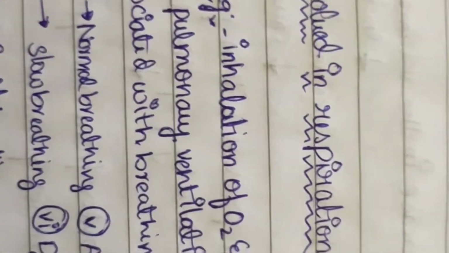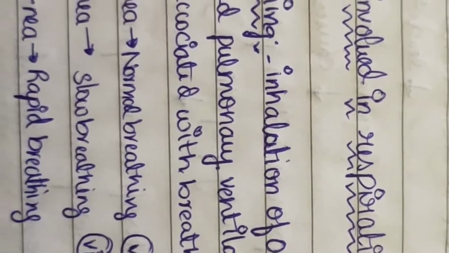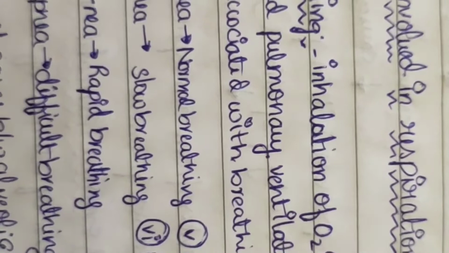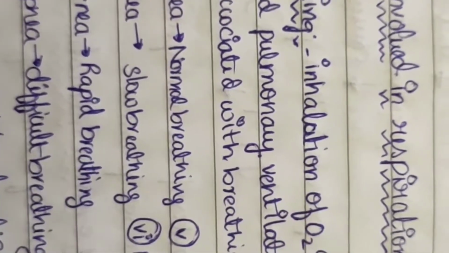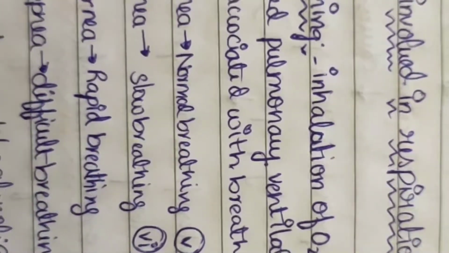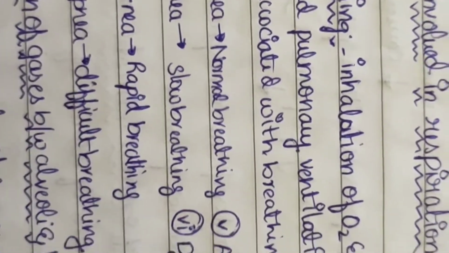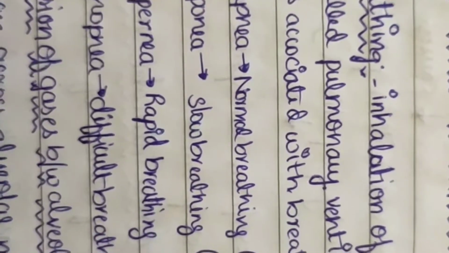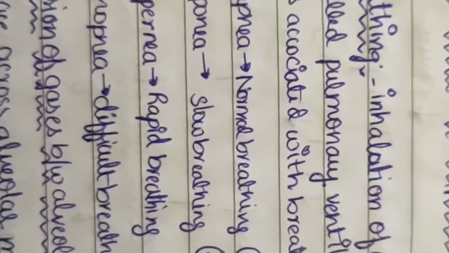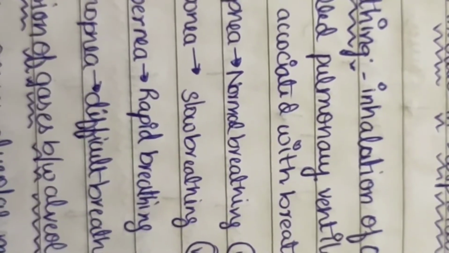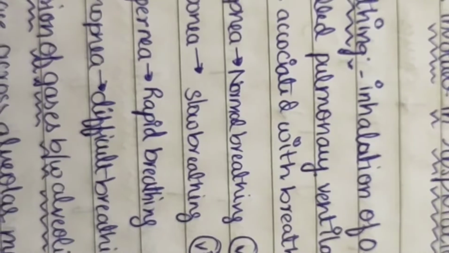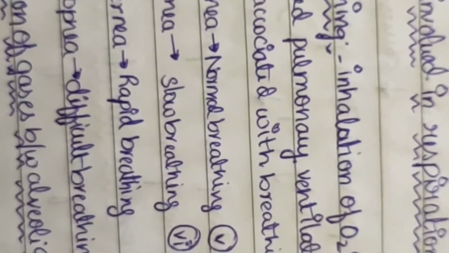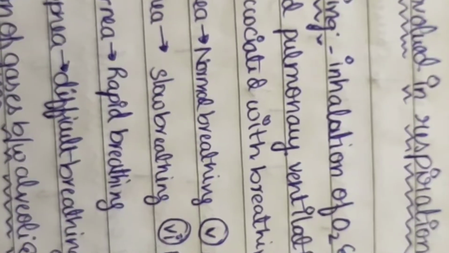Now let us know about the steps involved in respiration. First is breathing. Inhalation of O2 and exhalation of CO2 is called breathing, also called pulmonary ventilation. Terms associated with breathing: first is eupnea, which is normal breathing. Then hypopnea, slow breathing. Hyperpnea, rapid breathing. Orthopnea, difficult breathing except in an upright position. Then apnea, no breathing. Dyspnea, which is painful breathing.